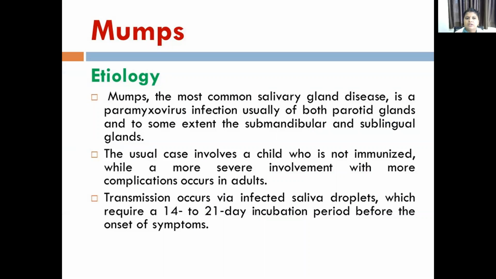If we speak of the mumps etiology, it mainly affects the parotid gland. Not only that, sometimes it also affects the submandibular or sublingual glands. Mainly it affects the salivary gland. In human beings, it mainly infects children who are not immunized, and most severe complications are seen if it affects adults. It mainly transmits through droplets, vomits or direct contact. Incubation period is almost 14 to 25 days.